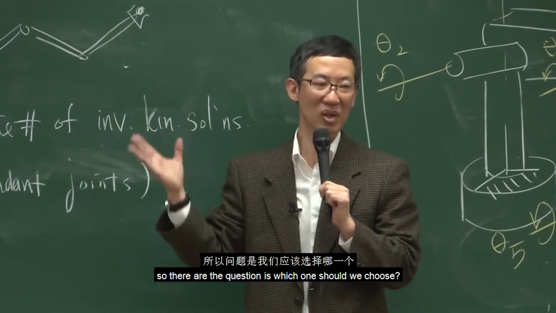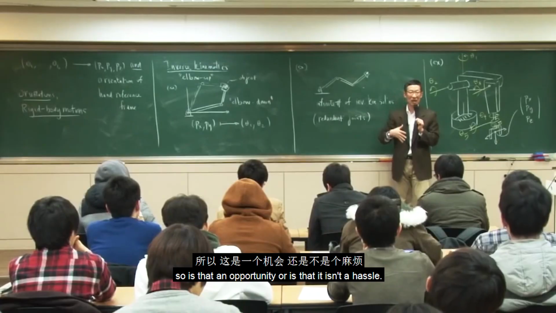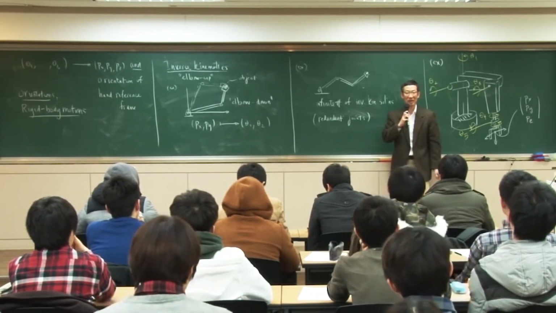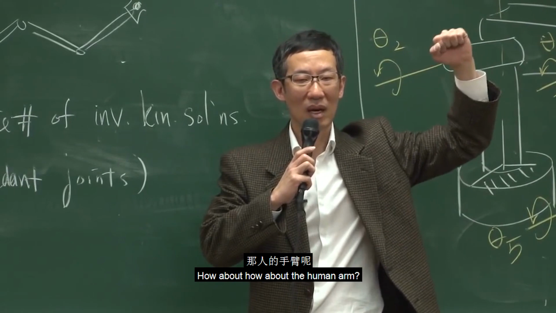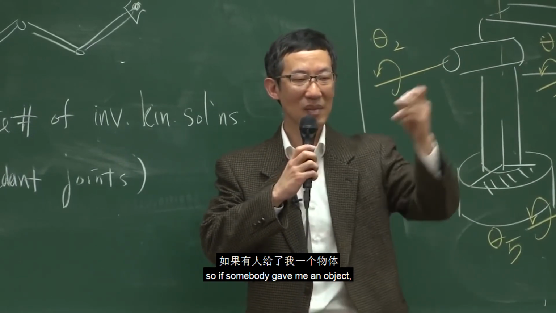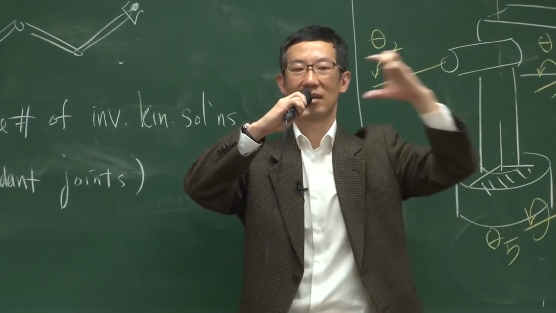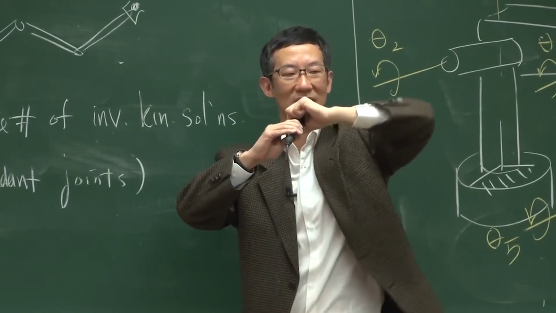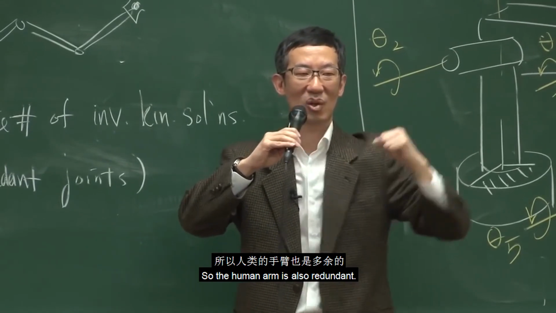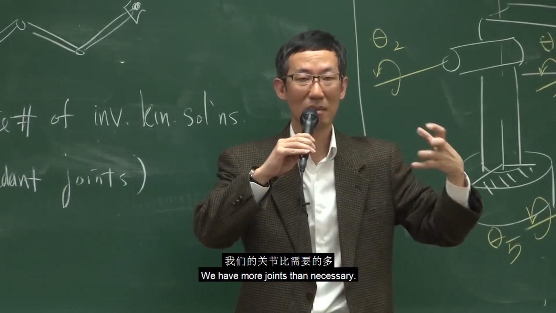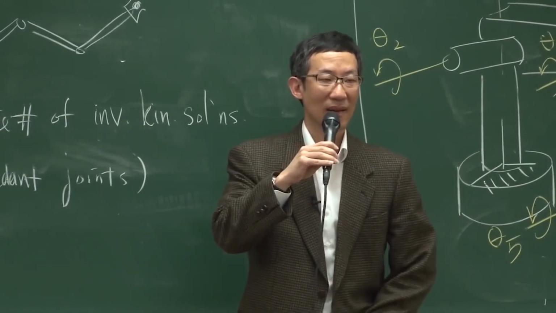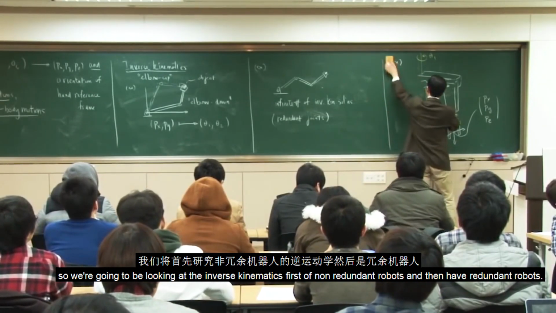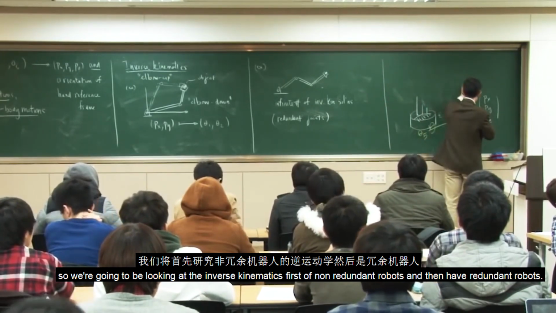So there the question is, which one should we choose? So is that an opportunity or is that a hassle? Well, I like to think of it as an opportunity. So how about the human arm? If somebody gave me an object, here's the mic, said, grab the mic. Grab it, right? So how many inverse kinematic solutions do I have? Well, I have quite a bit, right? So the human arm is also redundant. We have more joints than necessary. All right, so we're going to be looking at the inverse kinematics first of non-redundant robots and then of redundant robots.